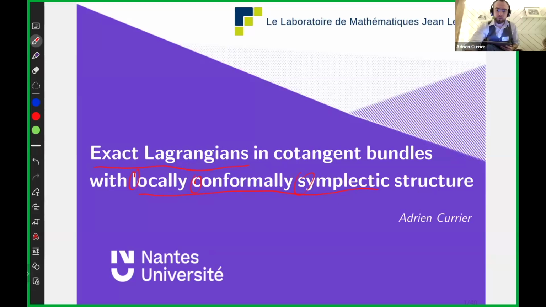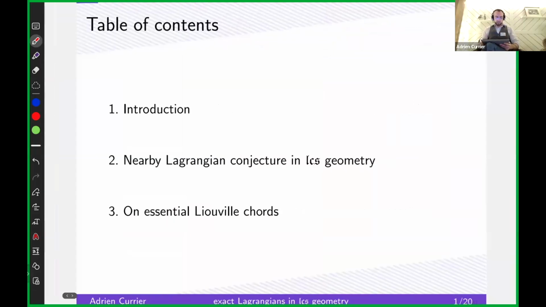So the plan for this talk is, first, an introduction giving you the basic definitions and some examples. Then I'm going to talk a bit about the nearby Lagrangian conjecture in LCS geometry. And this is going to motivate the last part of this talk, which is going to be essential Liouville chords, which seem to be some kind of LCS variant of the Reeb chords of contact geometry.